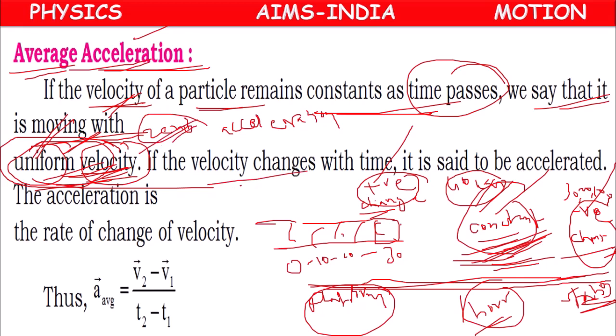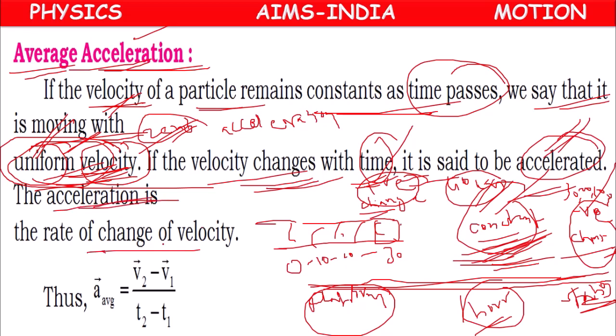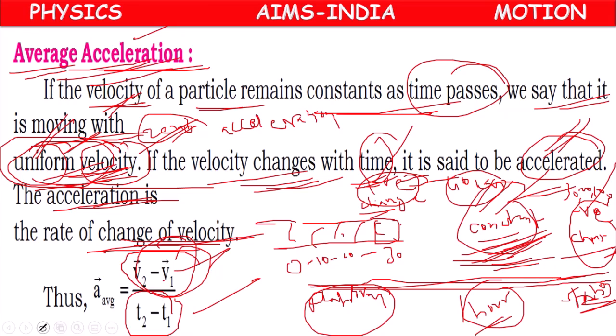Suppose if the velocity changes with time, we can tell that the object is accelerated. So acceleration means rate of change of velocity. In how much time, how much velocity changed. That ratio is called average acceleration or acceleration. So rate of change of velocity means how much change of velocity happened in how much time. Relating to time, that is called rate of change of velocity and it is called acceleration.